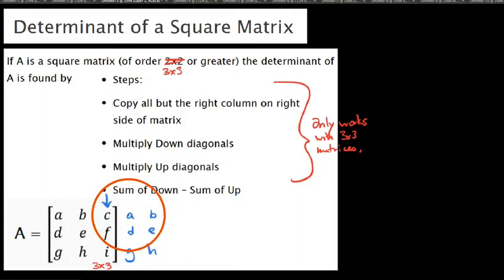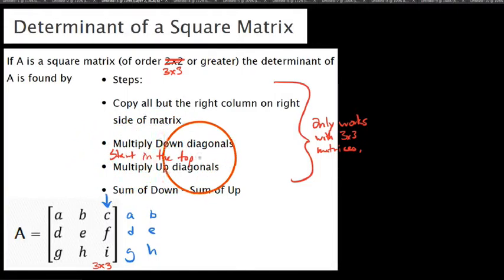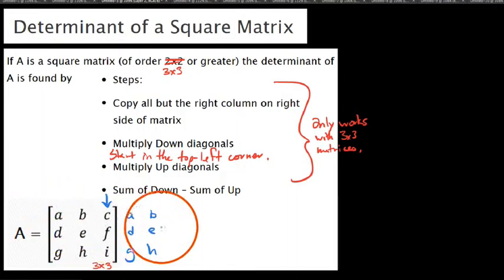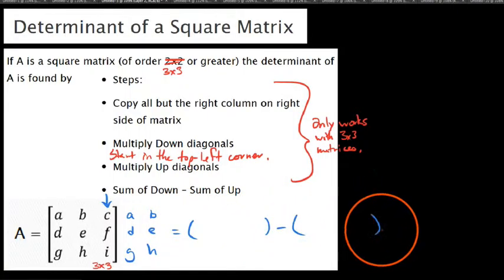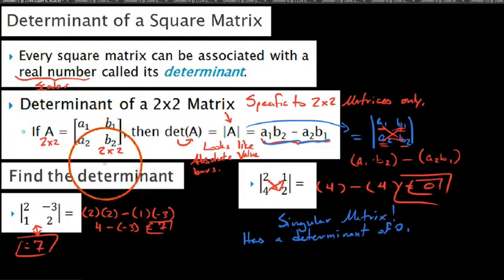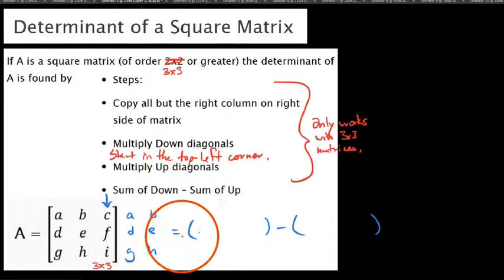Now we're going to multiply the down diagonals and then multiply the up diagonals. By the down diagonals, I mean we start in the top left corner and go down to the right. The determinant of this matrix would be equal to all of this minus all of this. I find comfort in the fact that in the last video we took the product of the main diagonal minus the product of the opposing diagonal, and that was our determinant. In this video it's a little bit more extended, but it's the same concept.